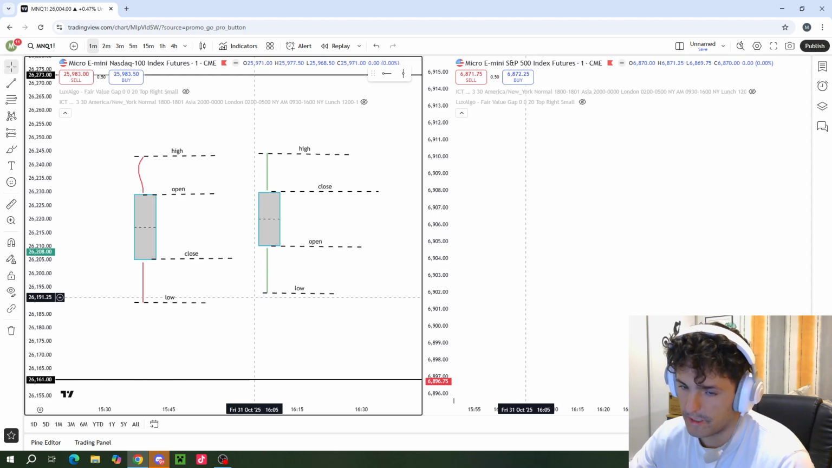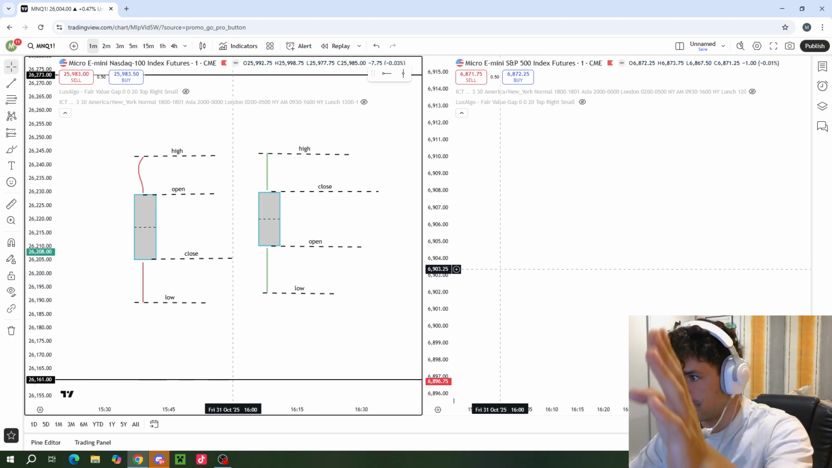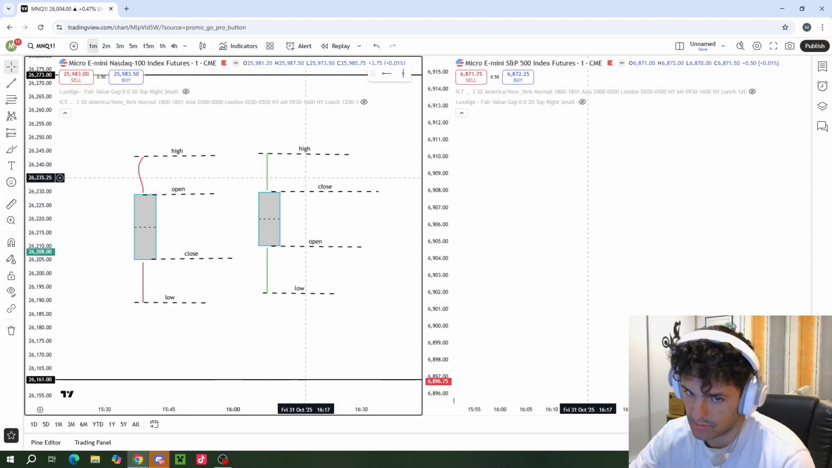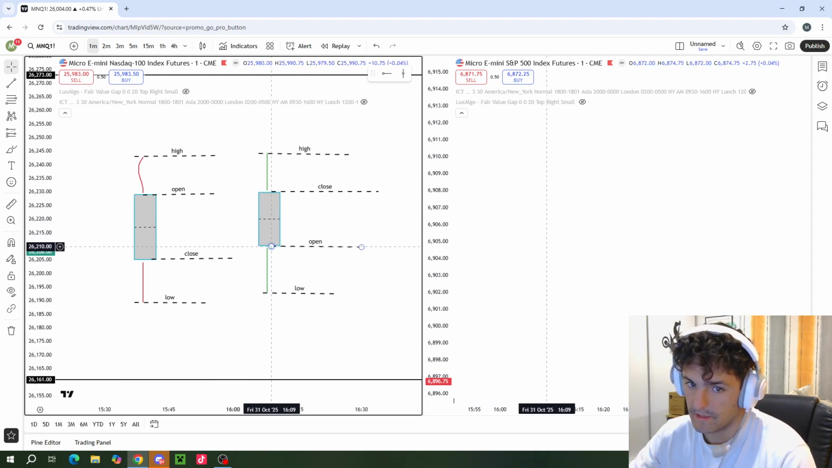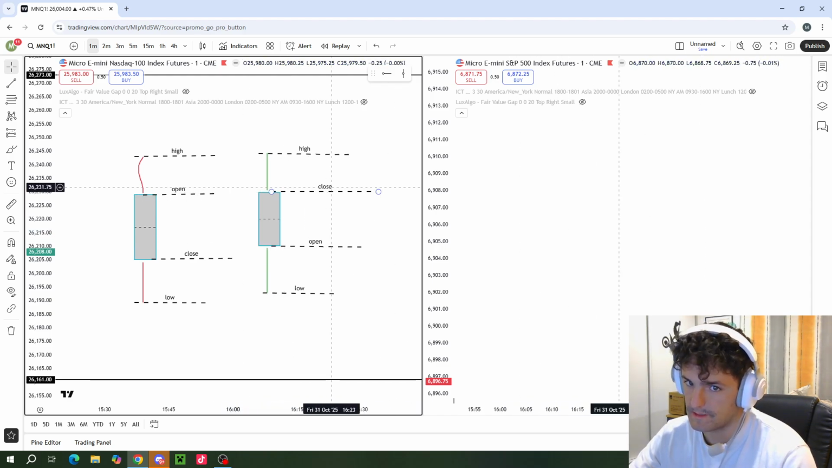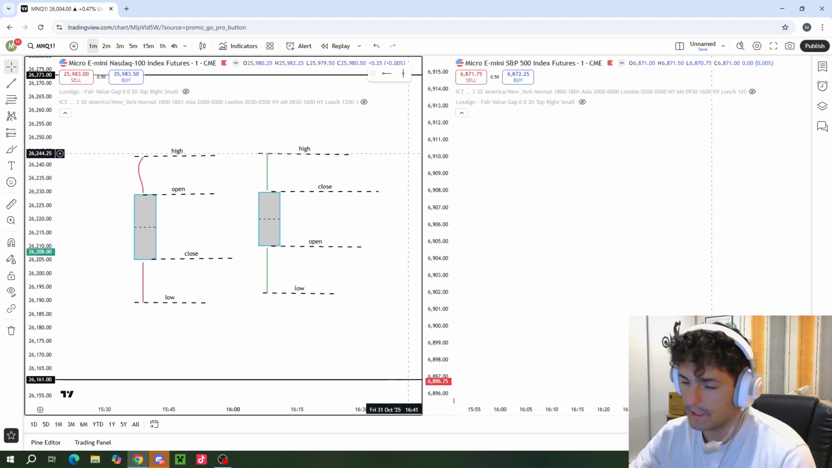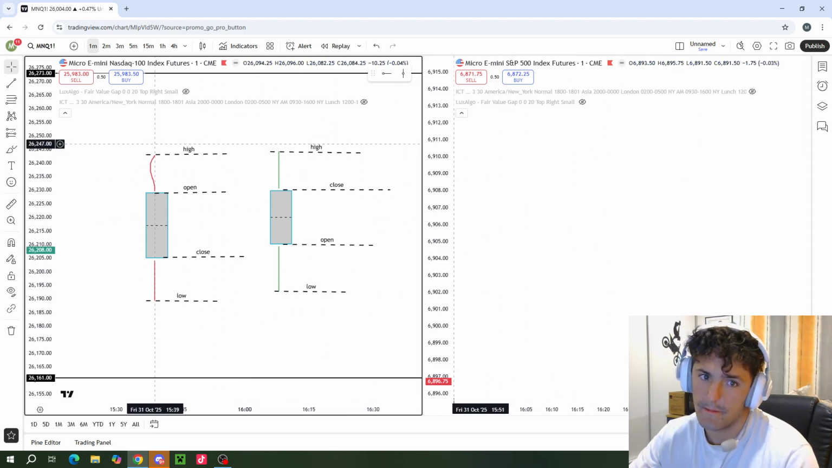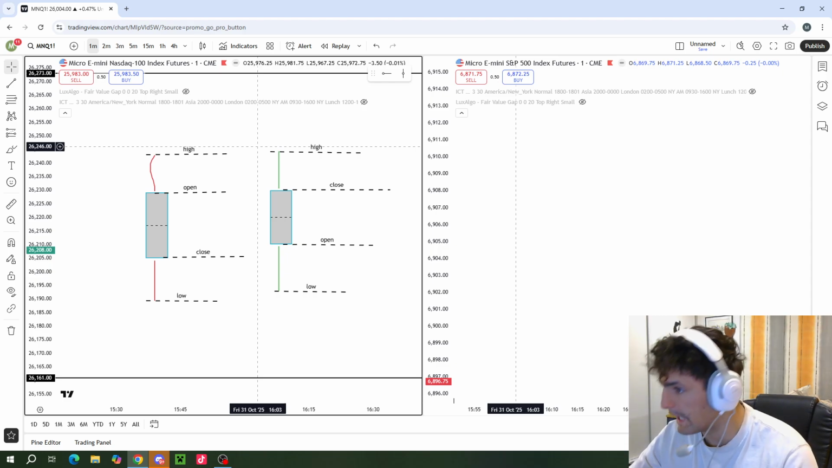The bottom of the wick is the low of the candle for the bullish example, the bullish candle. The bottom of the body is the open on the bullish example. The top is the close, and the top of the wick is the high. Easy. Bearish, top wick, high, we know that.